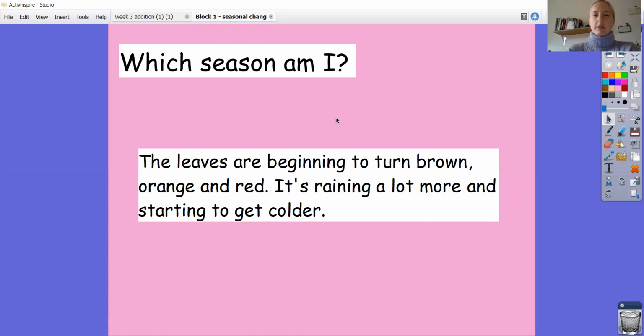So this season now, there's only 2 left, so we're narrowing it down. The leaves are beginning to turn brown, orange and red. It's raining a lot more and it's starting to get colder.